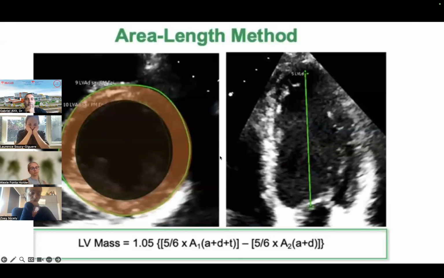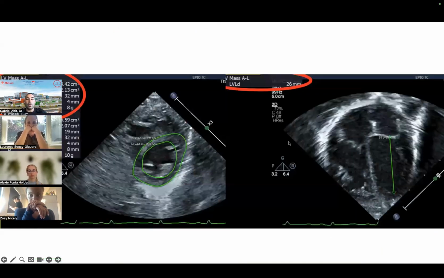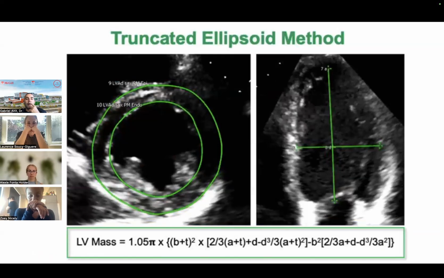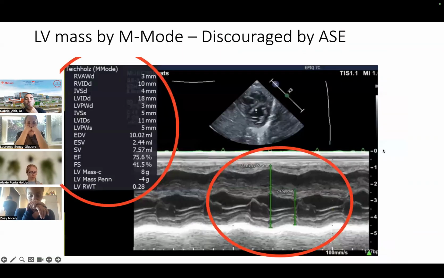Okay. LV mass, I don't want to spend too much time because this is very research oriented. There are many methods that rely on different algorithms. One of them is the area-length method, which takes the area of that myocardium in the parasternal short axis at the mid-papillary level, looks at the length in diastole, and uses that to compute a model of a mass. You can do it on TomTec. Or you can use the truncated ellipsoid method, which also takes into account the mid-cavity diameter. Or you can use the LV mass method by M-mode, which is highly discouraged by the American Society of Echocardiography for various reasons that we described as to why the M-mode is not great.